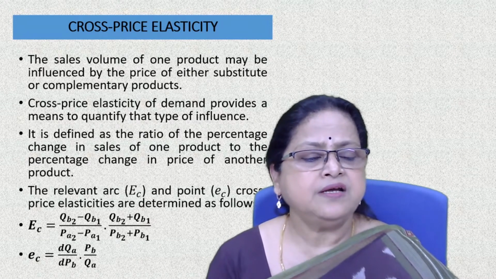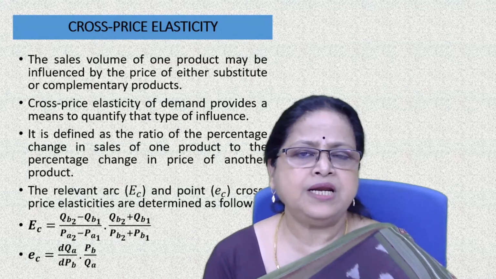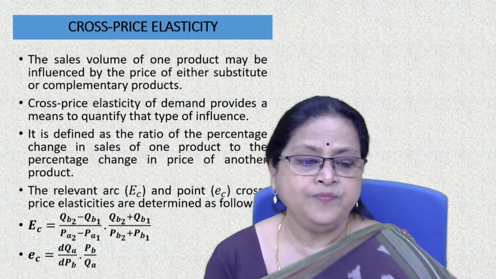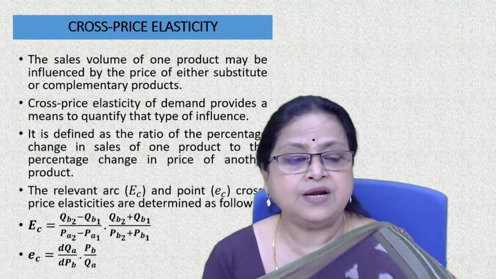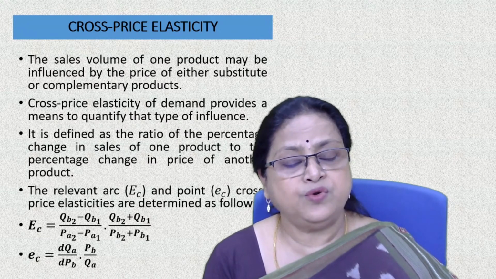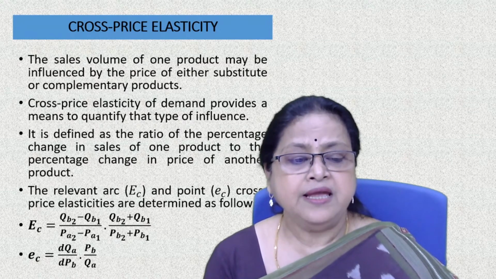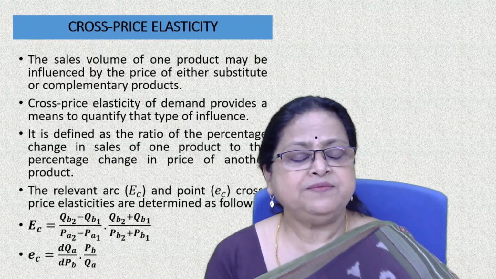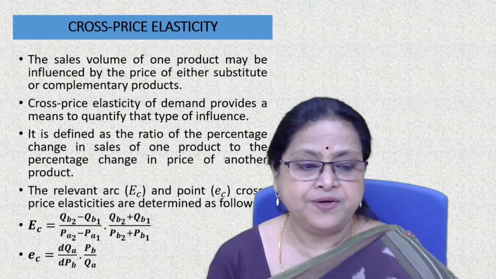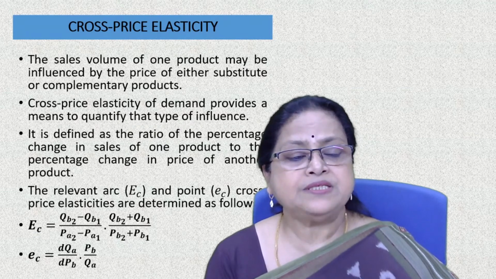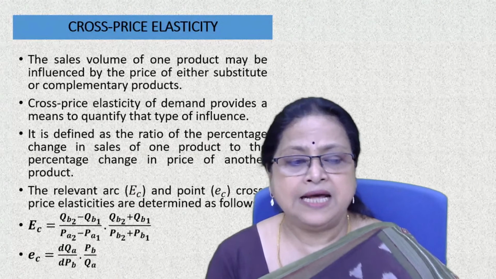That is written here, and B1, B2 stand for quantity of B in period 1 and quantity of B in period 2, and A1, A2 stand for quantity of A in period 1 and quantity of A in period 2, and PA2 stands for price of A in period 2, and similarly QB2 stands for quantity of B in period 2. Similarly, QB1 stands for quantity of B in period 1, because we are calculating arc elasticity.